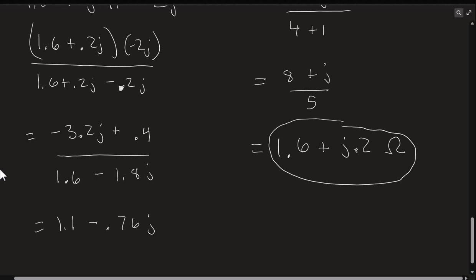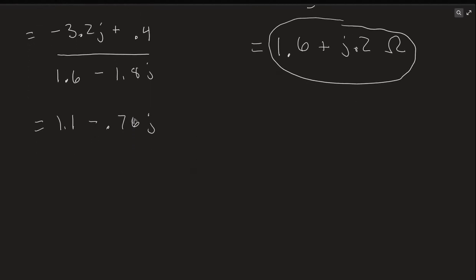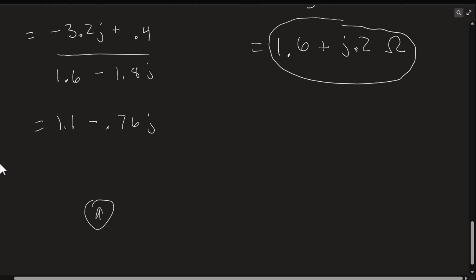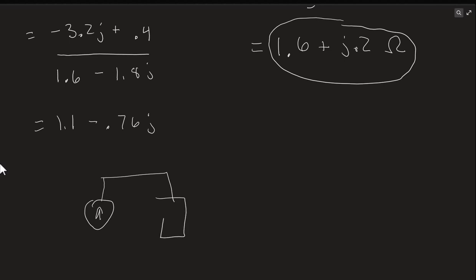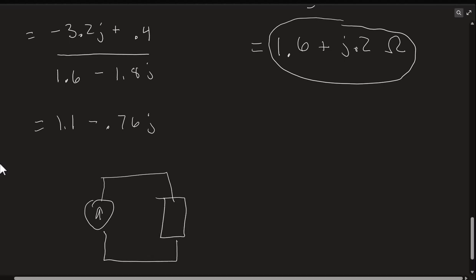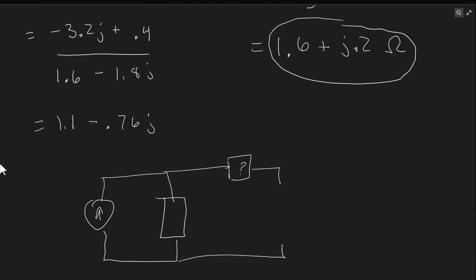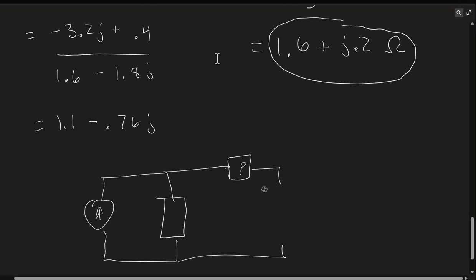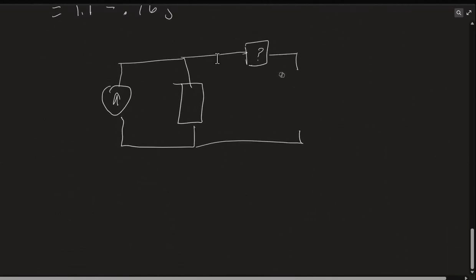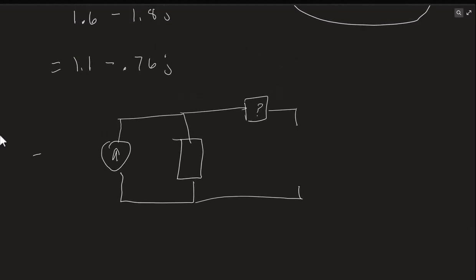So now our equivalent circuit has, we had a current source, right? A current source and an equivalent impedance. And we have our mystery component over here. And our current source was 2 minus j4. And this is 1.1 minus 0.76j.